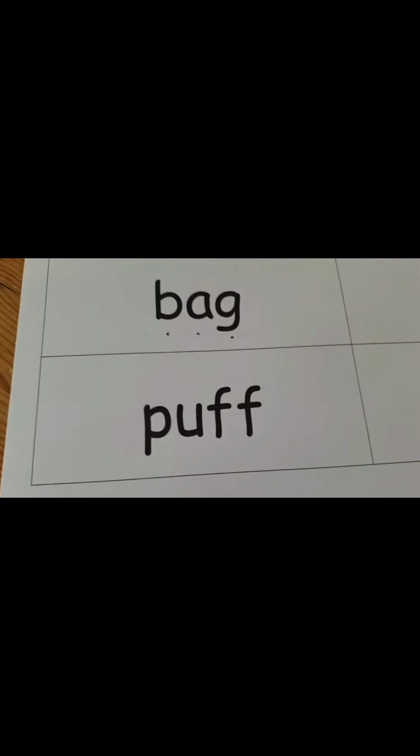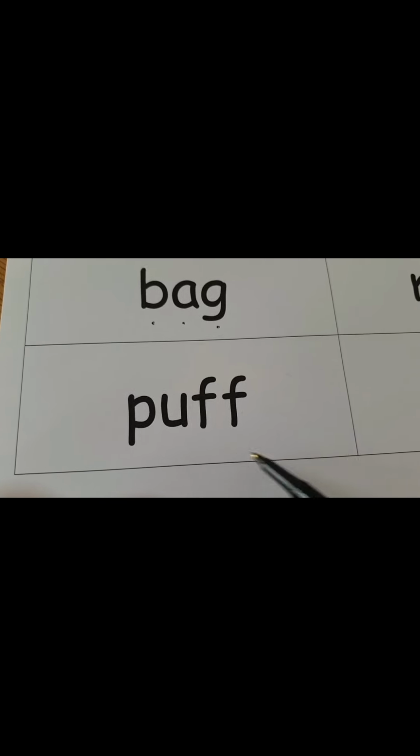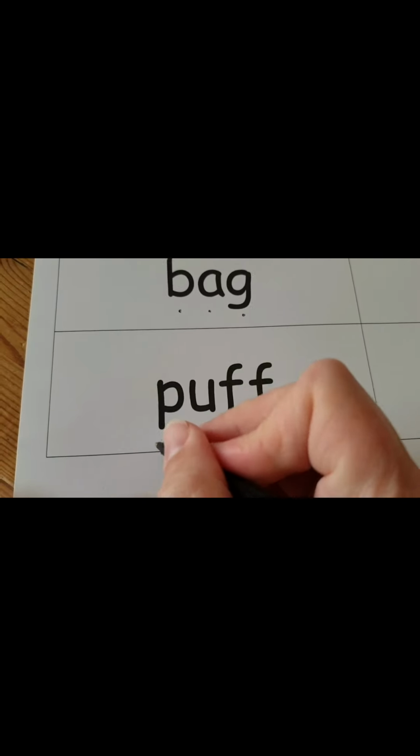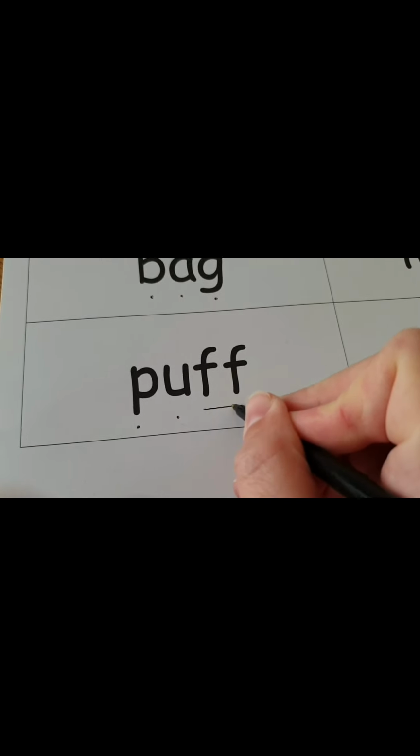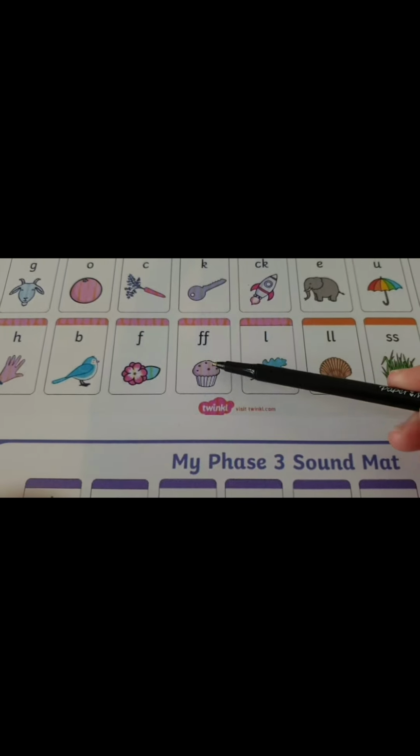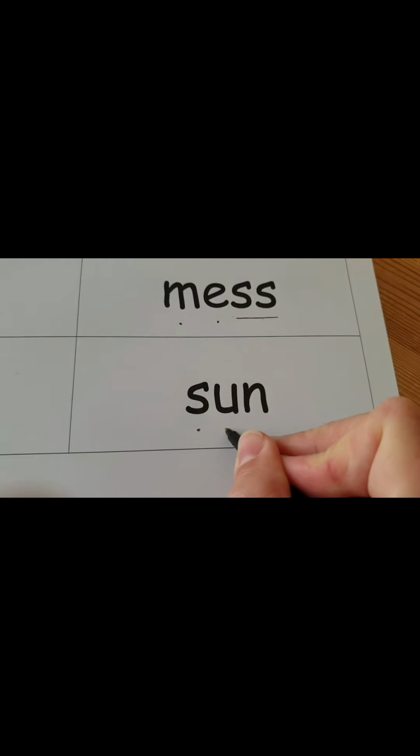The next one, the word is puff. Again, p is a single sound, and the ff needs a bar because it is, in fact, a sound that has two letters. The last one I have on my paper is the word sun. I'm pretty sure these are all single sounds, so I put dots underneath them.